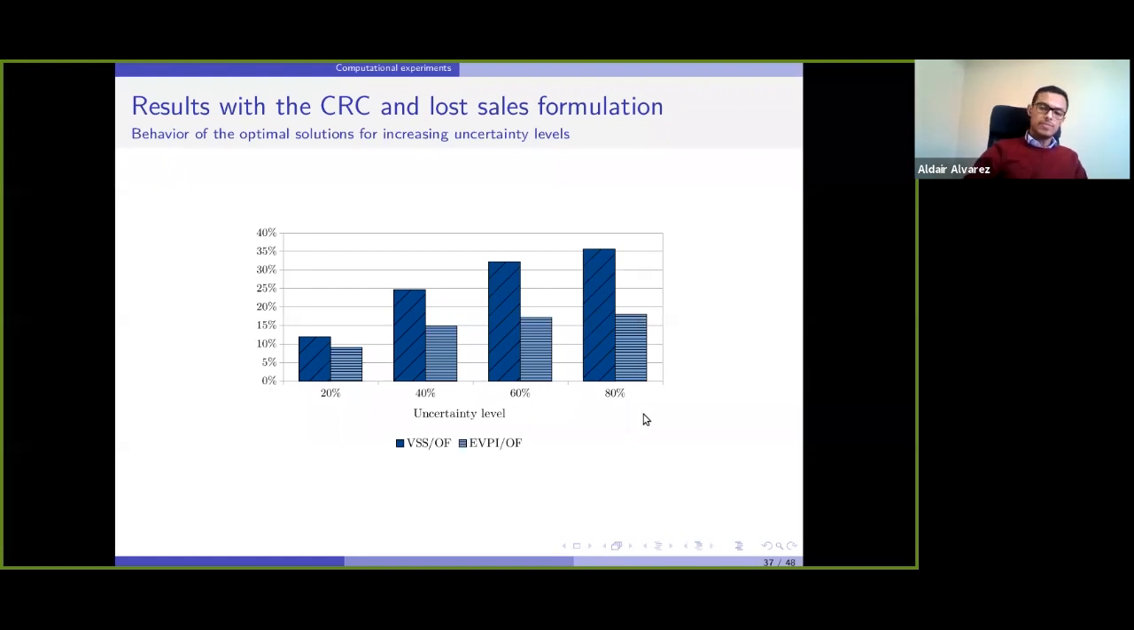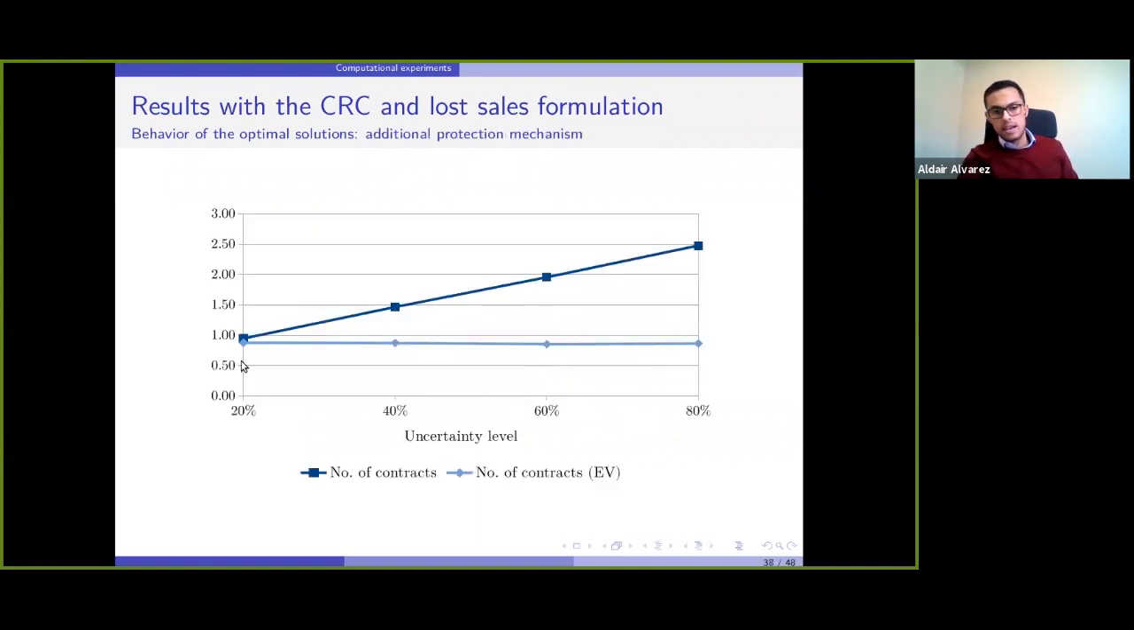So indicating that in this case with capacity reservation, you need to really take into account the uncertainties, because not doing it can be really costly, as given by the expected value, but also as the expected value of the perfect information. And we can verify that here, in which this chart shows in this line up here the number of contracts of the solutions, which grows with the uncertainty level.